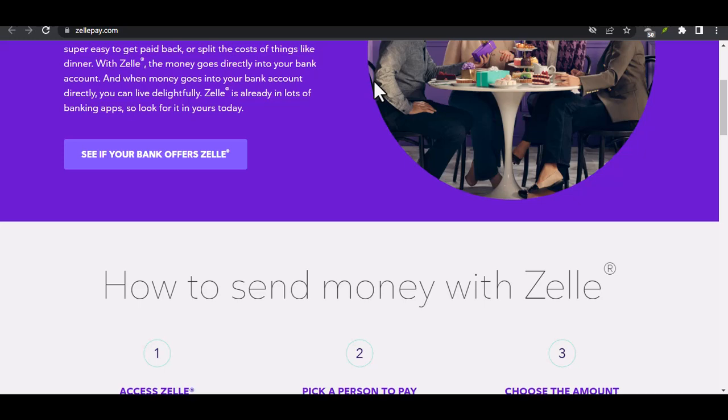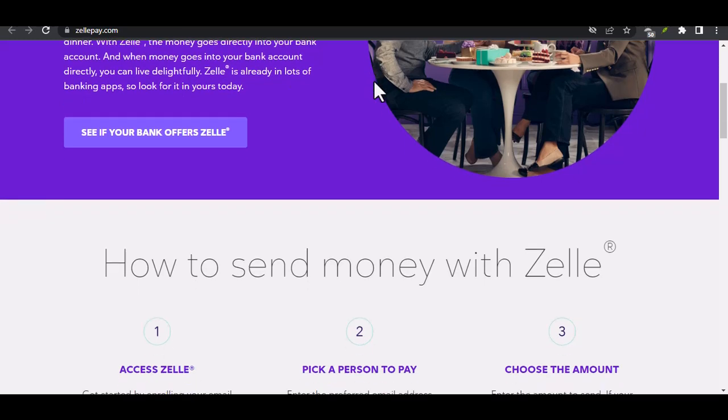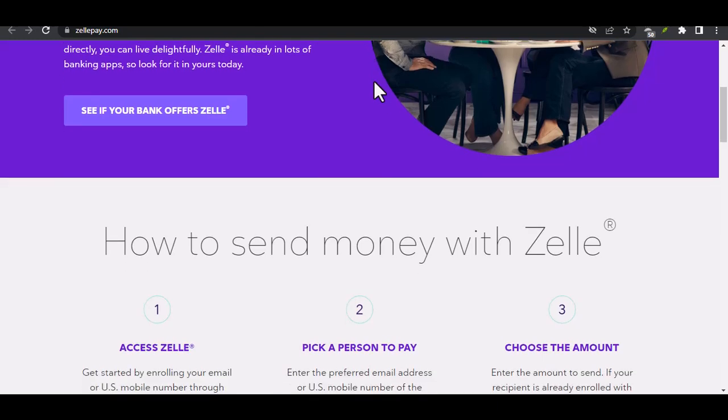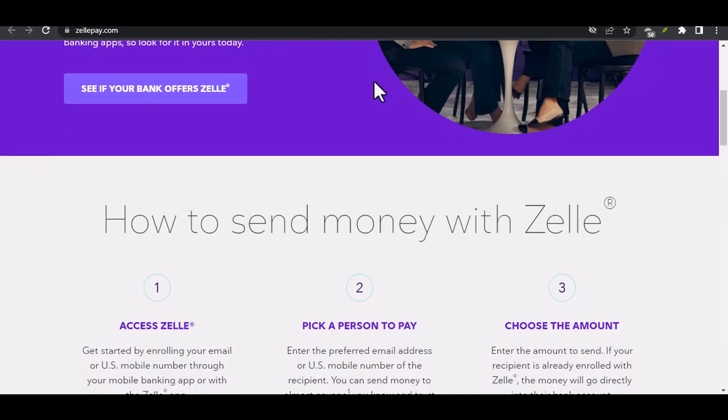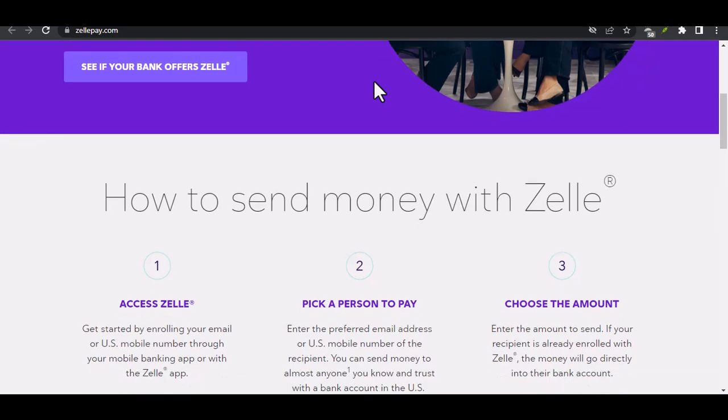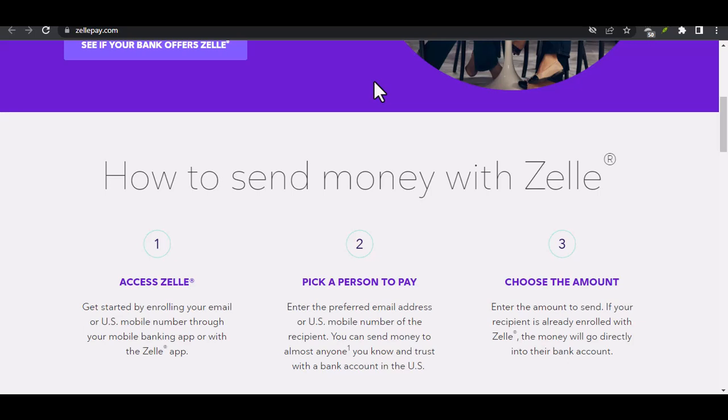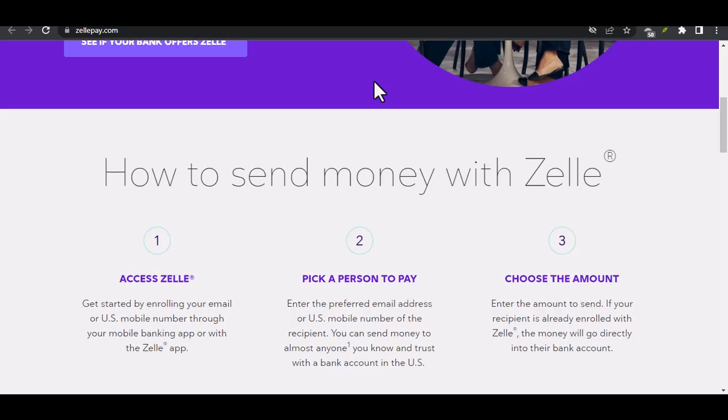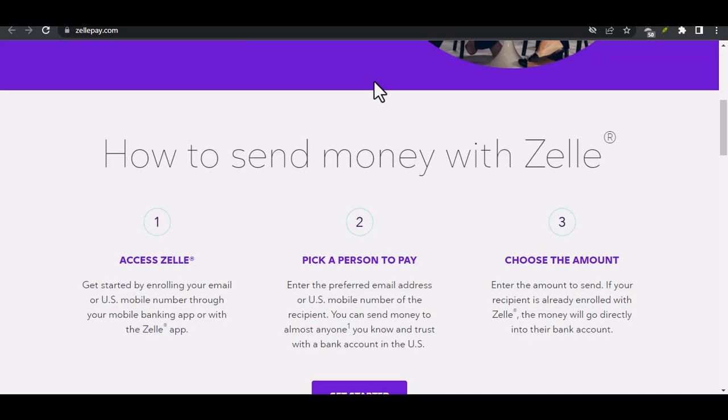But what happens when you try to use Zelle and nothing happens? Your friend sends the money, but it never shows up in your account. Frustrating, right? Well, you're not alone. There are several reasons why you might be facing trouble receiving money through Zelle, and we're here to break them all down. Hold on, what exactly is Zelle?